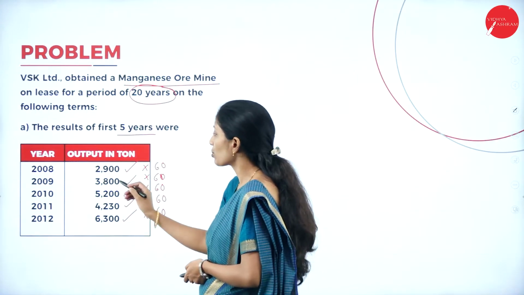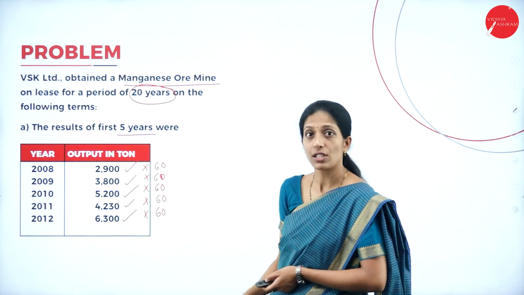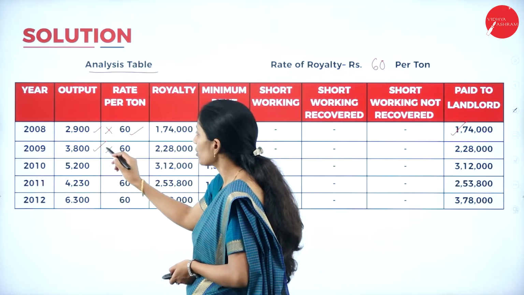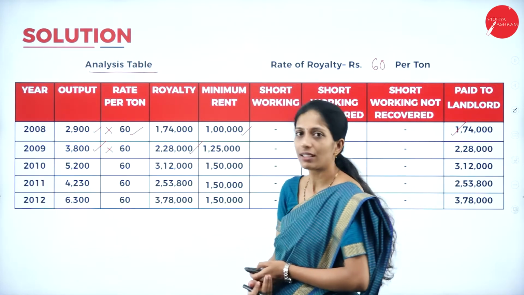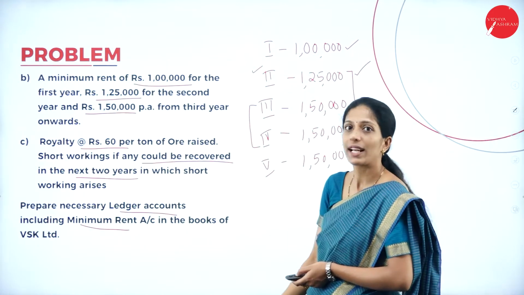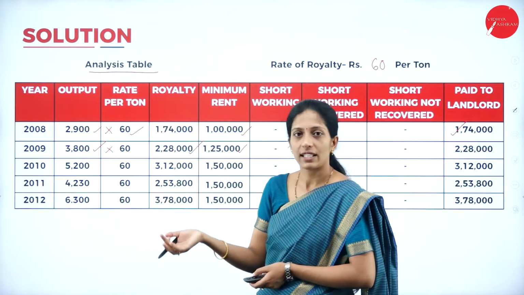So the second year is 2009. 3,800 units into 60 per unit, so you will get the royalty. 3,800 into 60, you'll get 2,28,000. But what is the minimum rent? Minimum rent in the second year is 1,25,000. Now here also royalty is greater than minimum rent.